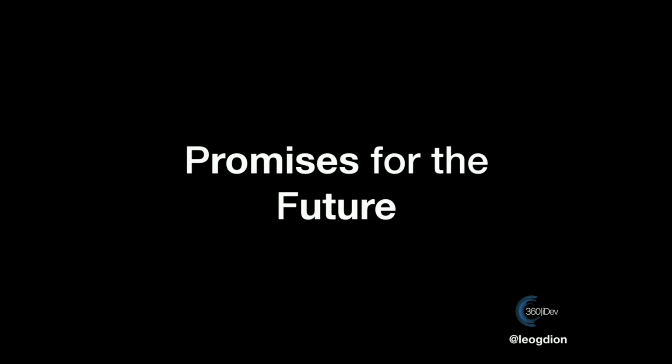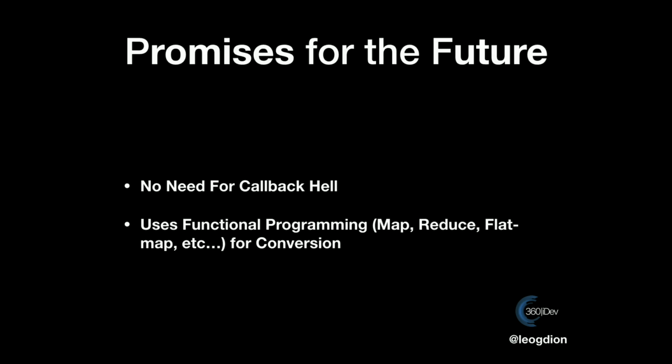So, promises for the future. If you've done JavaScript or C#, you've probably seen promises and futures before. Hundreds of languages have these natively built into the language. And I think they're a really powerful way of doing any sort of asynchronous operation. There's no need for callback hell. We've all run into that in Swift, where we have closure within closure within closure. And it really takes advantage of the functional programming paradigm of being able to do map, reduce, flat map, etc. when we're doing conversions from one type to another.